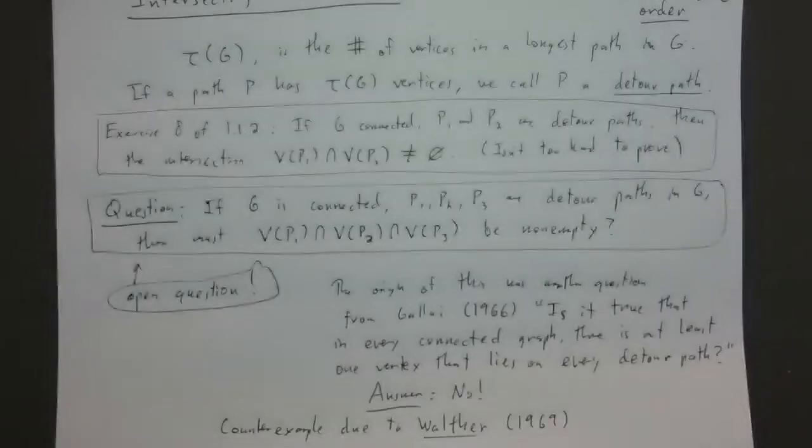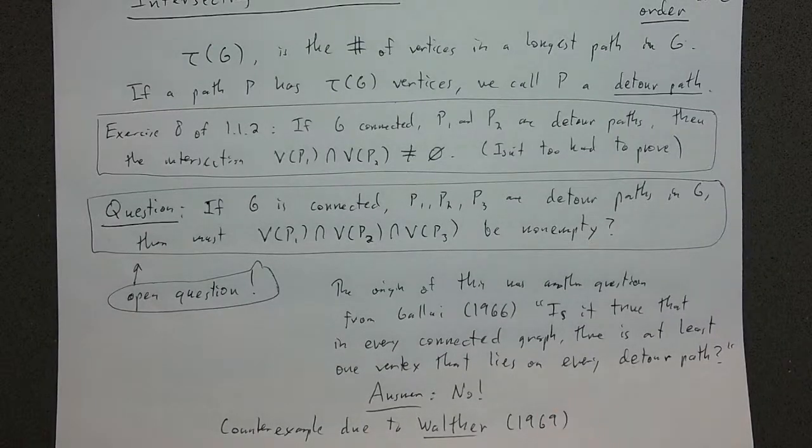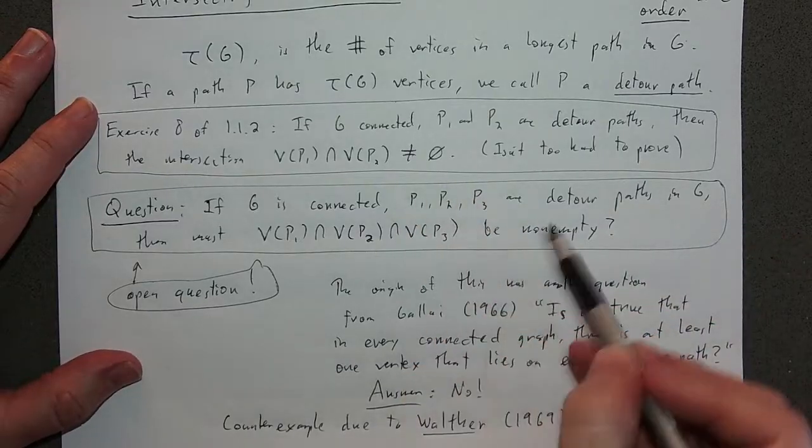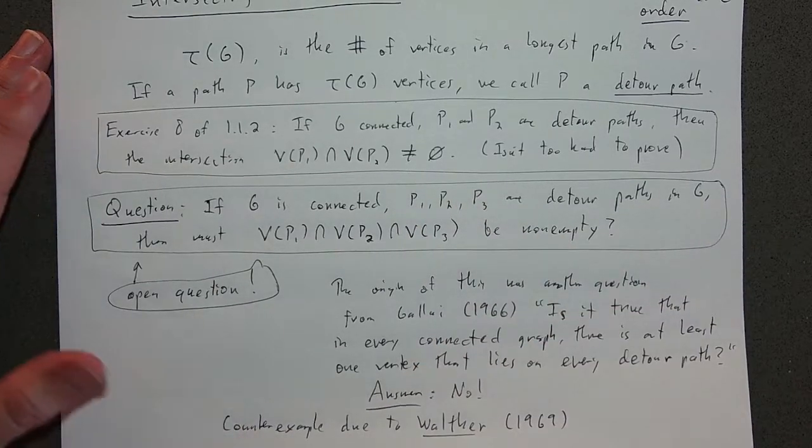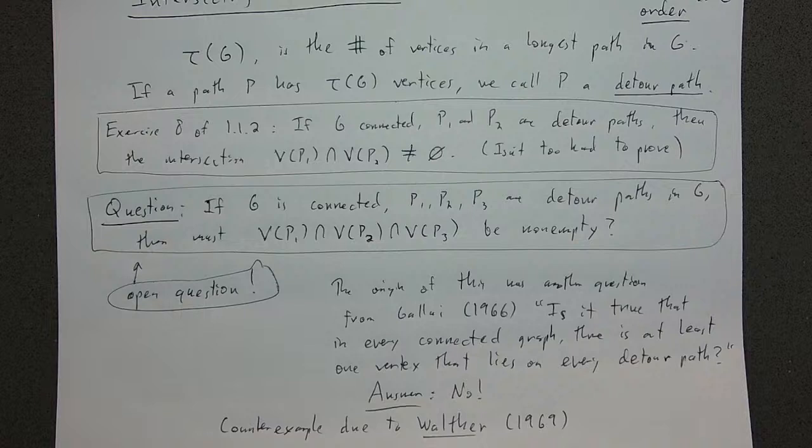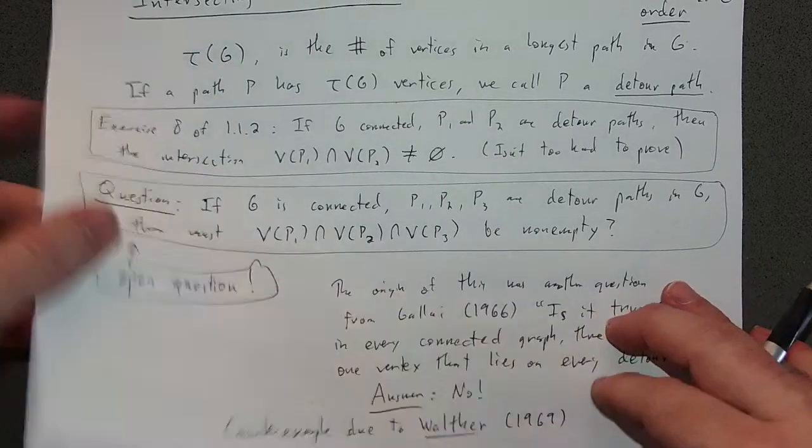Now, you see why requiring every detour path is too much. What if we talk about a list of distinct detour paths? That's what we did here in the case of 3 detour paths. This is still an open question. We could ask the more general version of this question, which is also somewhat open, well, in certain cases.